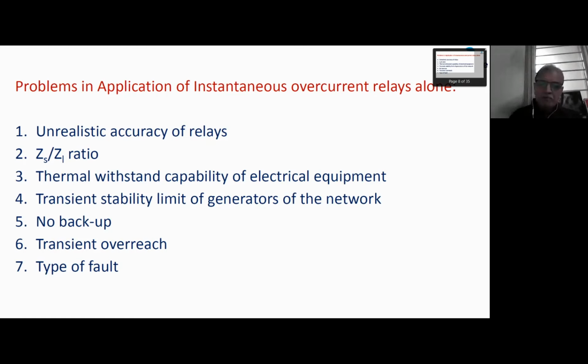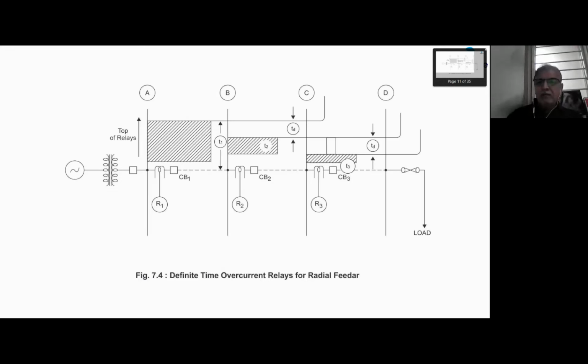Transient stability limit, backup is there. Transient overreach will not be there in time delayed relays. Type of fault I am taking care of, right? Because I am making it reach for minimum fault. So for maximum fault, obviously it will operate.